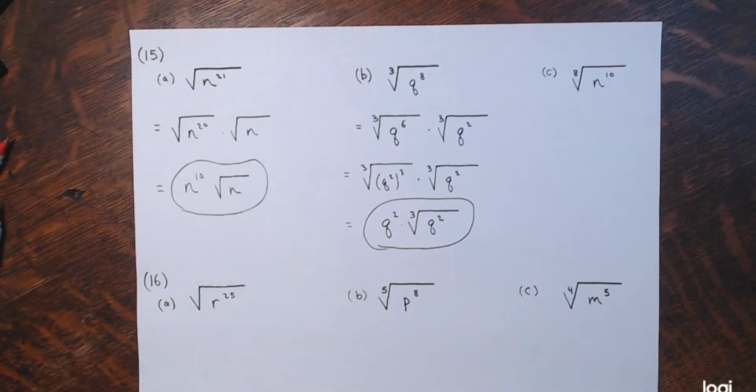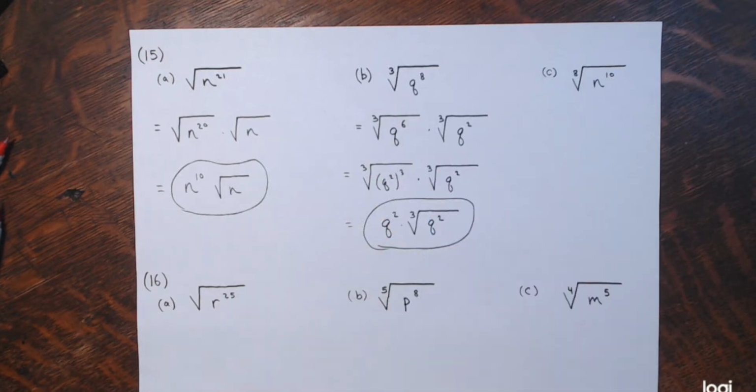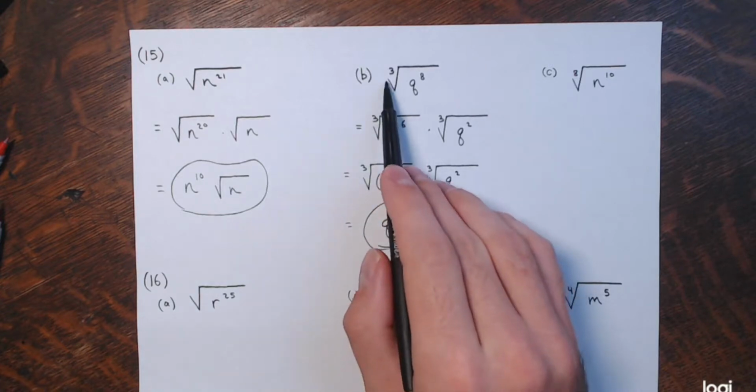Great. And again, if you want, replace values of q and see if these are the same as the original. And there was no reason to think about absolute values there because it was an odd root.